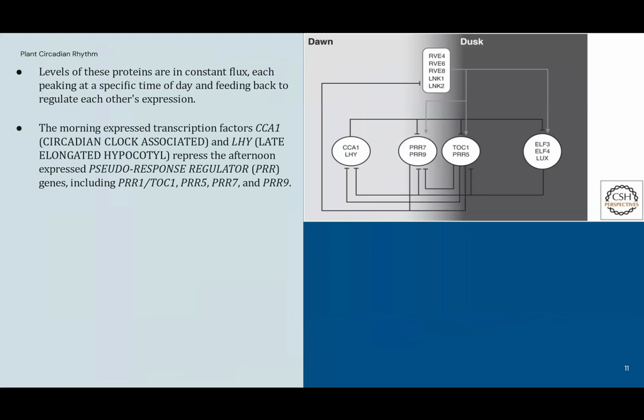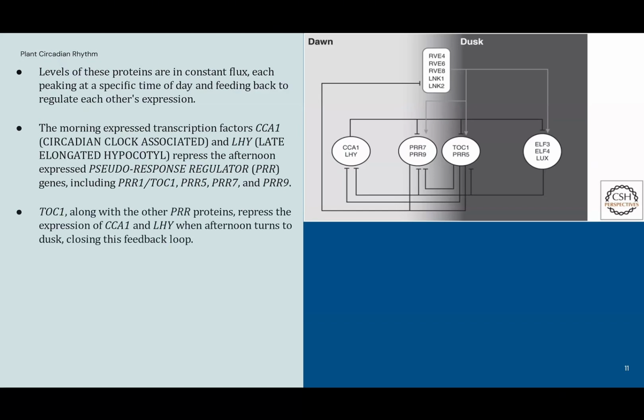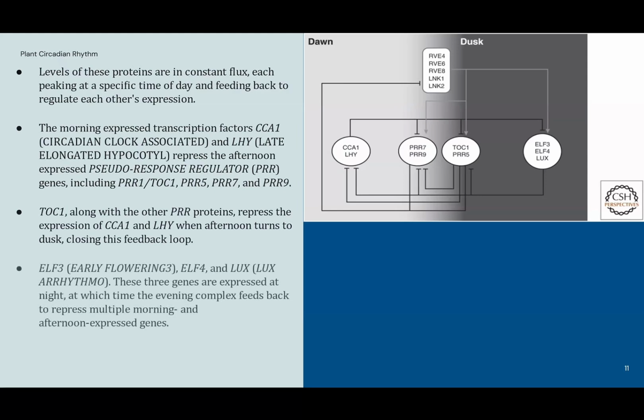The morning-expressed transcription factors CCA1, the circadian clock associated, and LHY, the late elongated hypocotyl, which you can see on the left of the diagram on the lighter side during the dawn, are more active and repress the afternoon-expressed pseudo response regulators, the PRRs, which include 1, 5, 7, and 9. TOC1 is just another name for PRR1. TOC1, along with the other PRR proteins, in turn represses the expression of CCA1 and LHY when afternoon turns to dusk, which closes this first feedback loop.